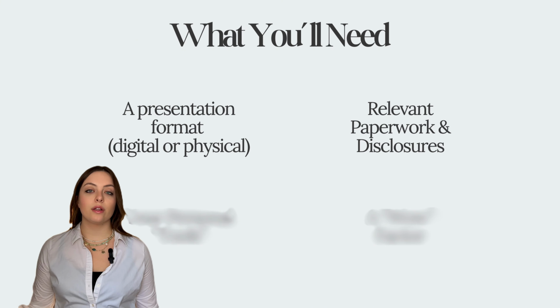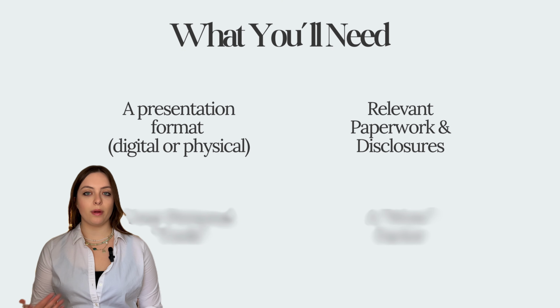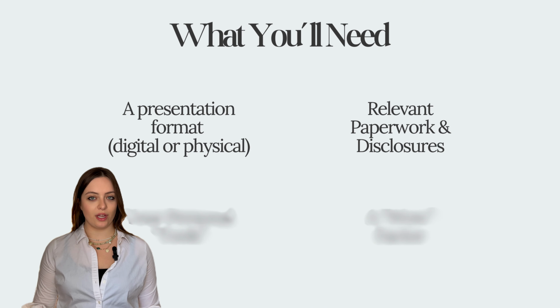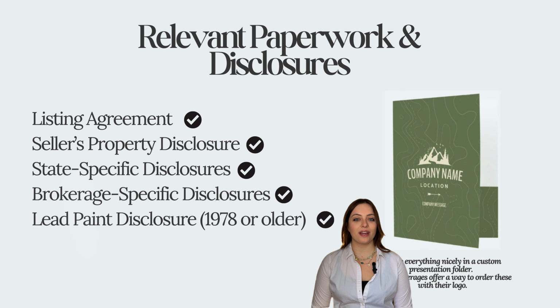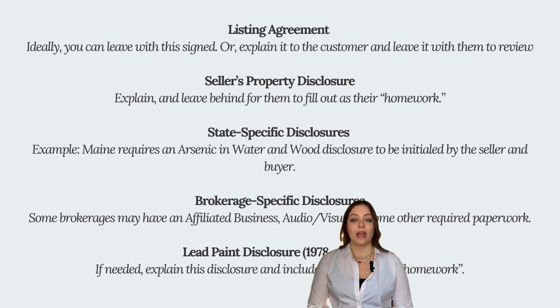The next thing you need to include in your listing presentation and your presentation materials is going to sound pretty obvious, but it's any relevant paperwork or disclosures. You want to bring a copy of the listing agreement. You want to bring a copy of the seller's disclosure, a blank one for your client to fill out. And then, of course, any state-specific disclosures that might be required. Other ones that you want to consider is a lot of brokerages have brokerage disclosures that they personally require. And then also, if the house was built in 1978 or before, you're going to need a lead paint disclosure.